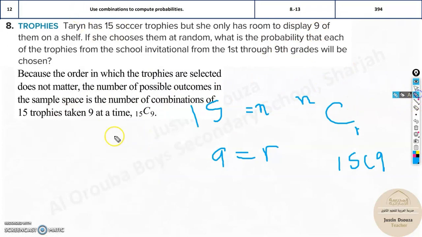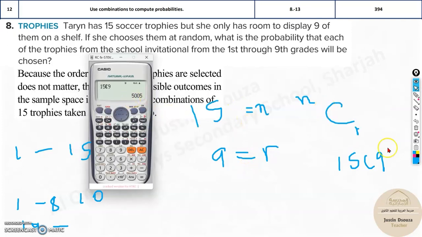So what it means is there are 15 items, 1 to 15, and any 9 can be selected. There's no order in consideration. So 1 to 9 can be selected, or 1 to 8 and then the 10th one can be selected, or 2 is not selected, and we have the 9th or 10th one, in different ways. Basically, out of 15, you have to select 9 at random. How many ways can you make different selections of 9? Over here we got 5,005 ways.